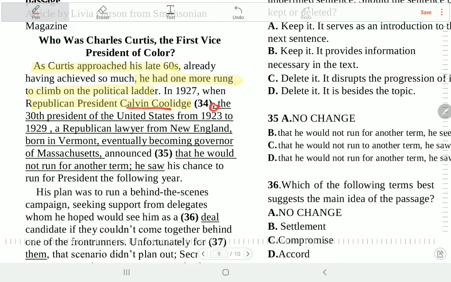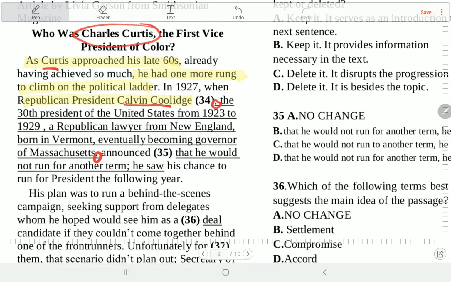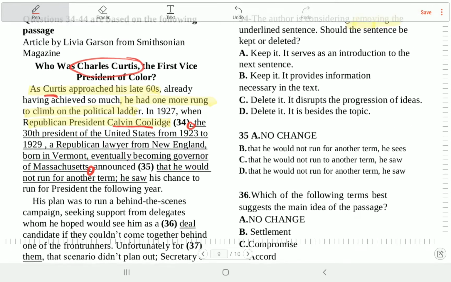Who is this Calvin Coolidge? The 30th President of the United States from 1923 to 1929, a Republican lawyer from New England, born in Vermont, eventually becoming governor of Massachusetts. Okay, and that's it. Do I need all this? He announced what? That he would not run for another term. He decided not to run again. He saw his chance to run for president the following year. Curtis decided to run. Is the subject Calvin Coolidge or Curtis? Be smart: the topic is Charles Curtis. It's about Curtis from the beginning. So why should I write all this about President Calvin Coolidge? So it's not kept.